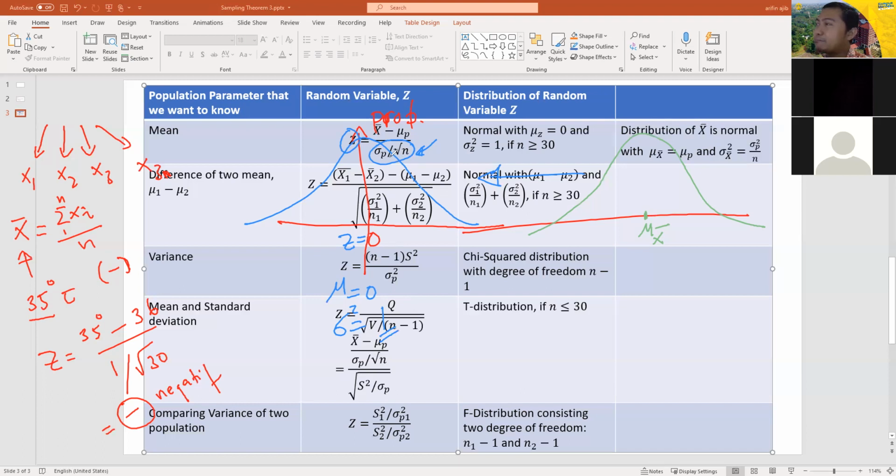So we shift the graph of x bar so that we can get negative values, and then the standard deviation is divided by the population standard deviation divided by the root of n, so that it becomes 1. Is it like that? Yes, it becomes 1. How to say?